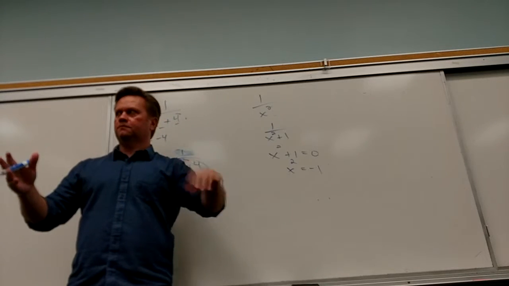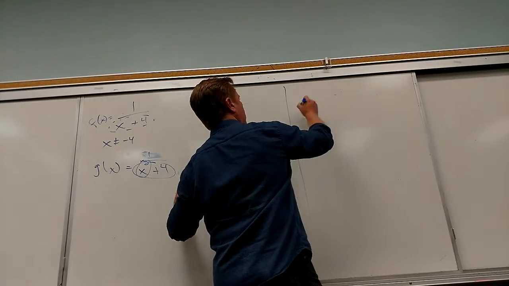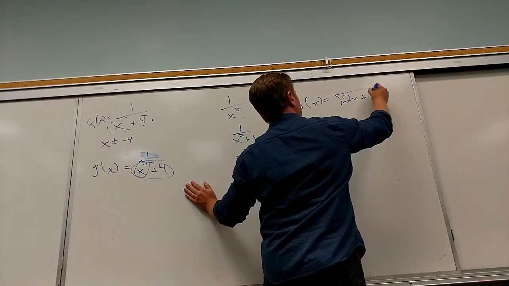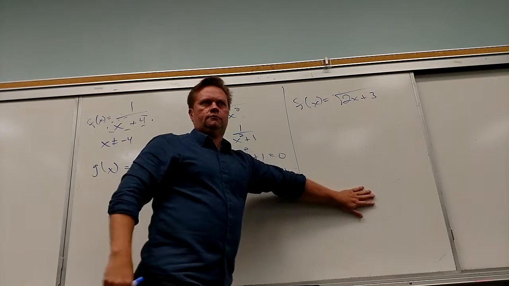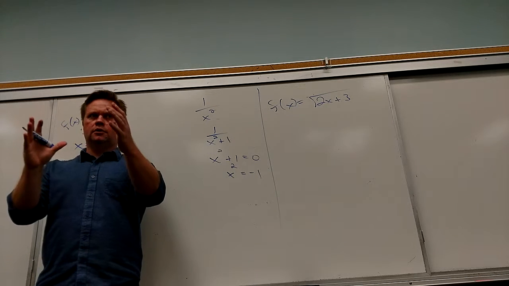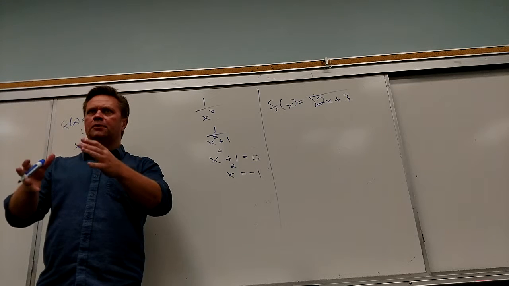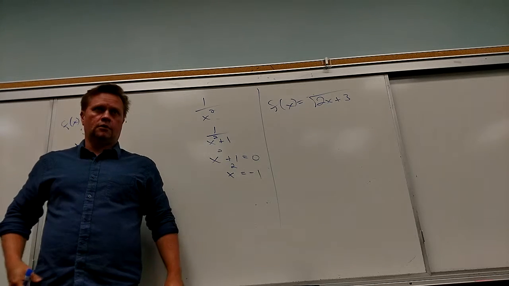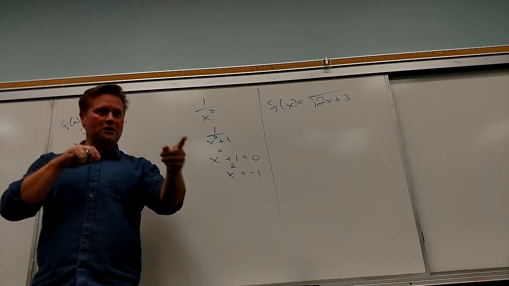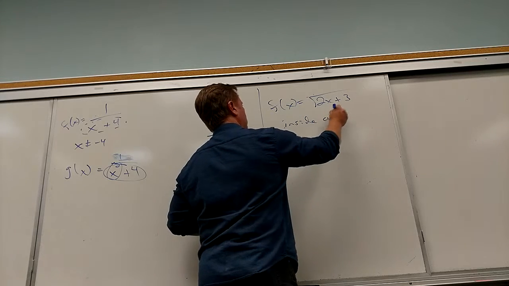All right, now we just moved up to this kind of thing here. How would I find this guy's domain? Can you say it in English? What has to happen inside of a square root? What are the only kind of numbers it can handle? Positive or 0, so they can come out real. So the inside must be at least 0.